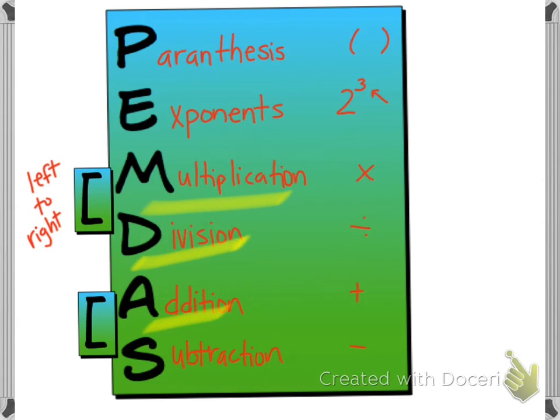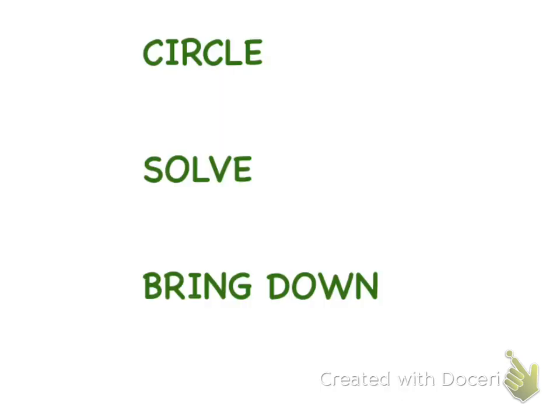And these two do go together. So whatever one you see first when you're going from left to right, that's the one you do first. And after multiplication and division comes addition and subtraction. Same thing, they go together, so you just do the one that you see first going left to right. So we're going to try one of these out.